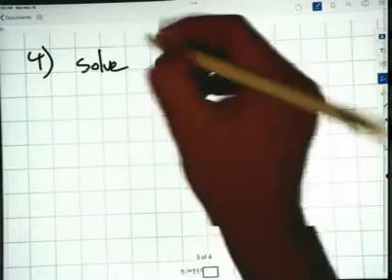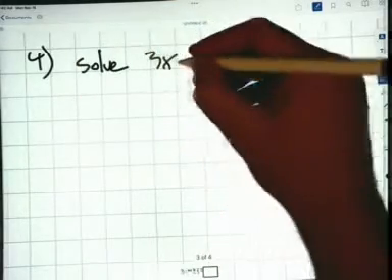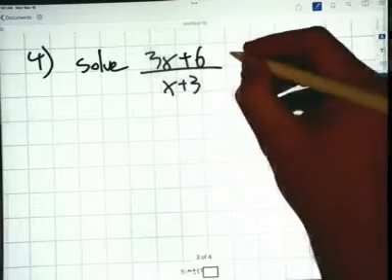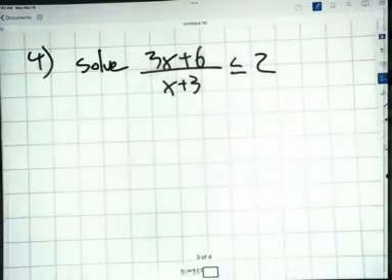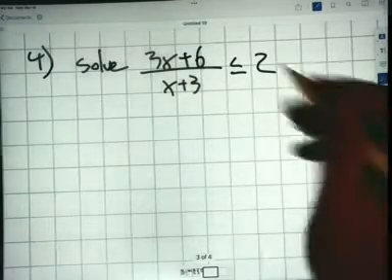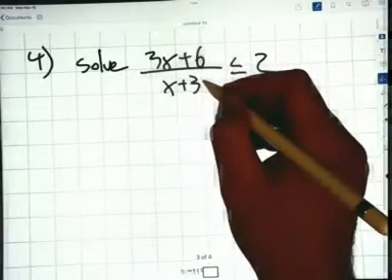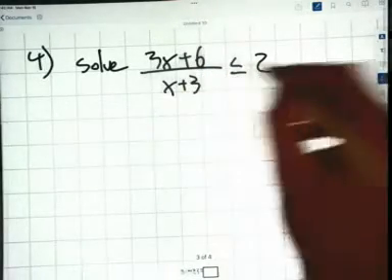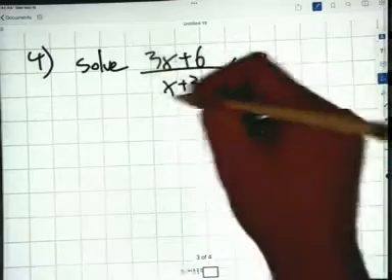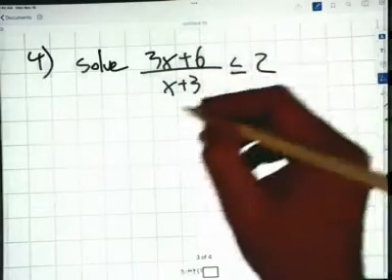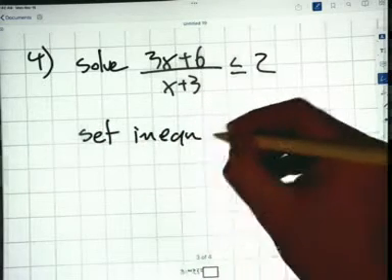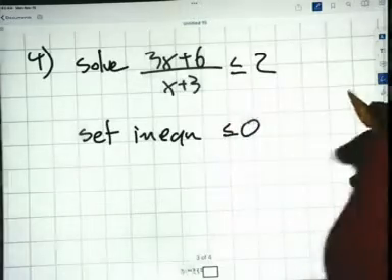We want to solve the inequality 3x plus 6 over x plus 3 is less than or equal to 2. Now, I only have 8 minutes, so I'm going to be rather quick about this. One way to do this would be to graph this and then draw a line at y equals 2 and see where the graph is less than 2. That requires graphing this and making sure that that's correct. The other way to do this is to set this inequality to be less than or equal to 0.